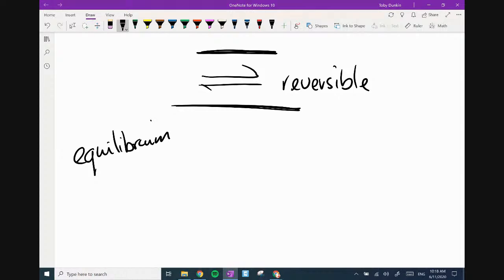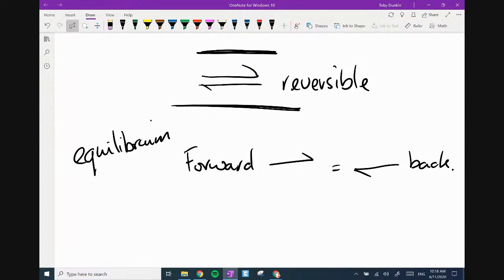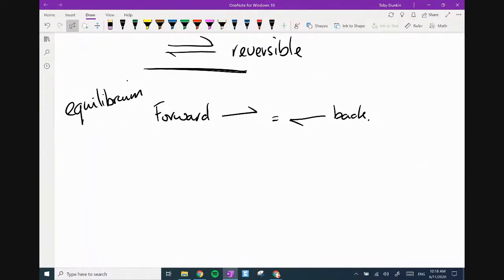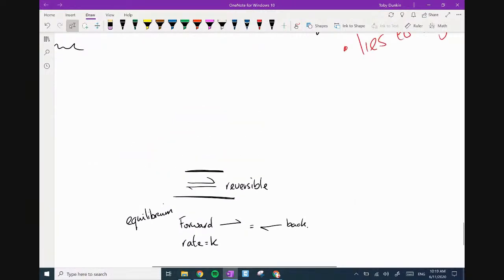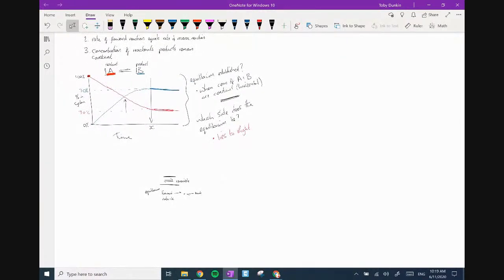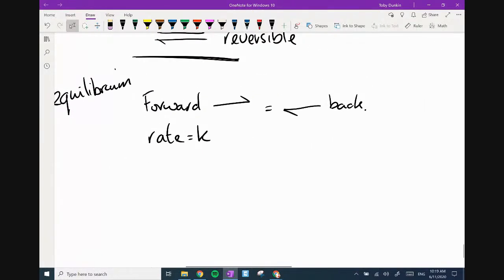At equilibrium, the forward reaction equals the backward reaction in rate. Their rates are equal. Each equation is going to have a rate equation. In this case, A to B, the forward reaction would be K times the concentration of A, let's just do it to the power of one for fun. And the reverse equals the rate equation K times the concentration of B to the power of one.